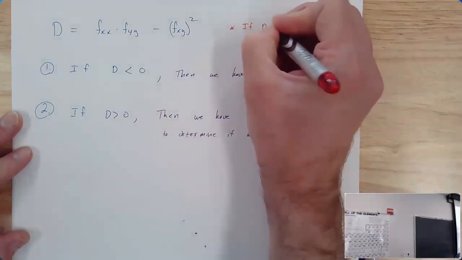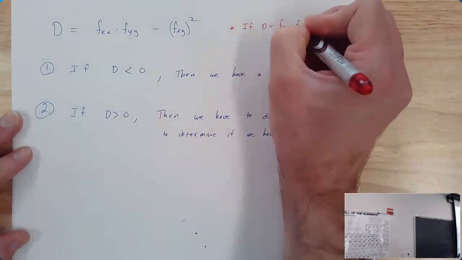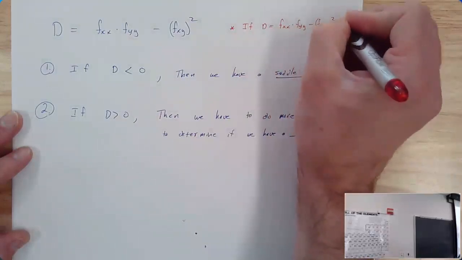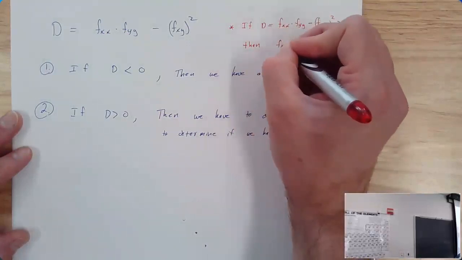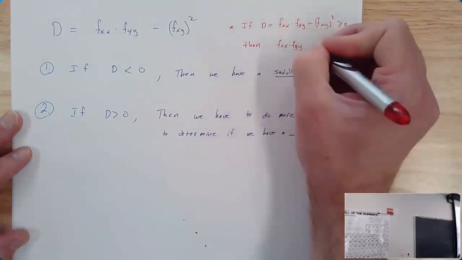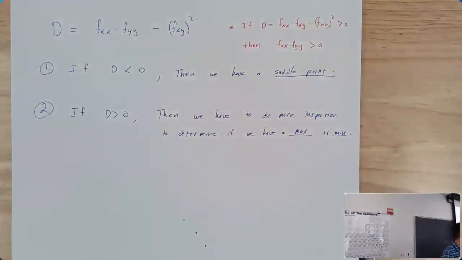if D is equal to fxx times fyy minus fxy squared is positive, then it must be true that fxx times fyy is positive itself. It also had to have been greater than whatever fxy squared is, but I'm not caring about that. And if two things multiply together and they're positive, can they have opposite signs? They cannot. So if D is positive, then we know that fxx and fyy have the same sign.